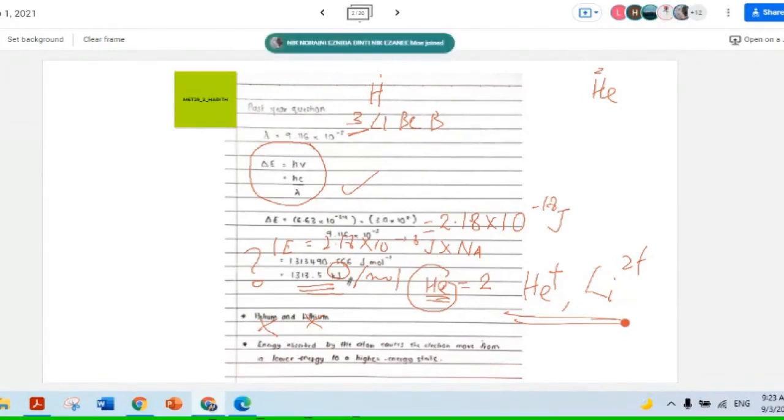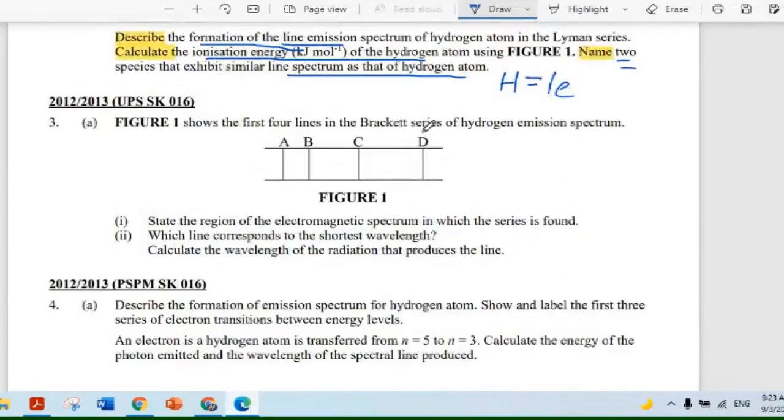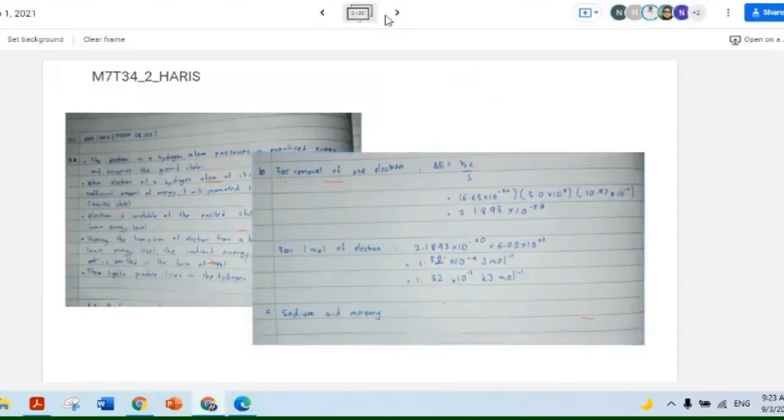Okay, so we have to name the 2 species that exhibit a similar line spectrum as the hydrogen atom. Hydrogen atom has only 1 electron. So we have to find the species with only 1 electron. So the answer is helium positive or lithium 2 positive. Okay, thank you, Harry and Harris. Now we proceed with question number 3. Again, line spectrum. So we must know how to read the line spectrum. Okay, let's check. Question 3 for this class.